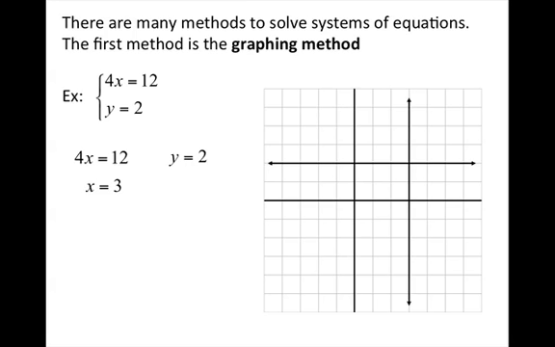With the vertical and horizontal line, it's very easy to see the point where they cross. The x value is a 3 and the y value is a 2. So my solution is the ordered pair 3, 2. You always give the solutions as ordered pairs unless it's a special case, and we'll look at those examples in a minute.